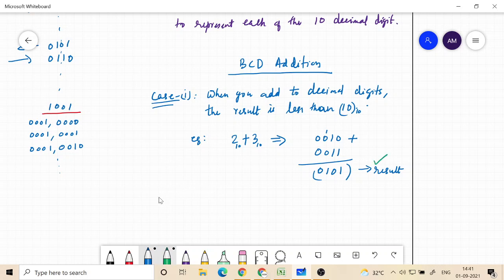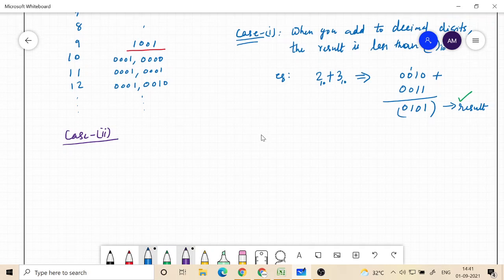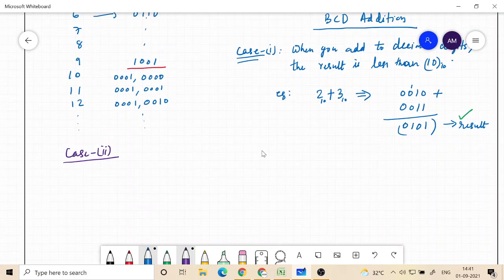Now case 2. So let's look at case 2. In case 2, the result will end up in a 4-bit number which is not part of the BCD code. Okay, so that is case 2.